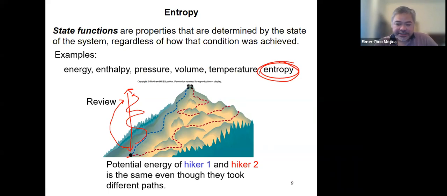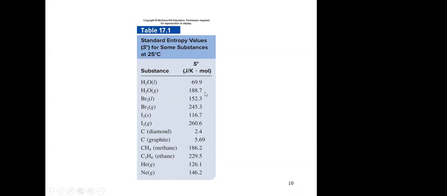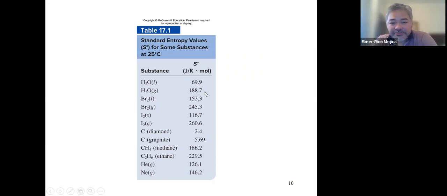So if we're going to look at this entropy, they have different values depending on the condition. So look at the water. Water at liquid state is 69.9. Water in the gas phase is 188.7. Does that make sense? That the gas phase has a higher entropy compared to the liquid phase? Yes, the gas molecules are moving more randomly. Yes, because gas is more disordered than liquid.